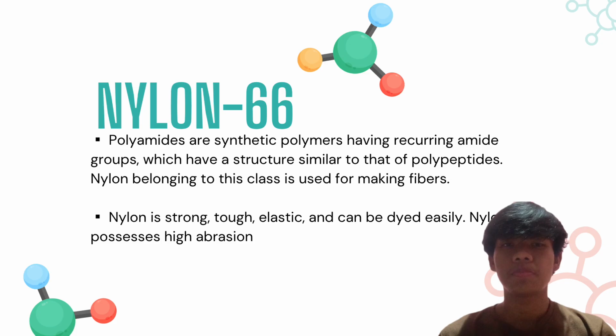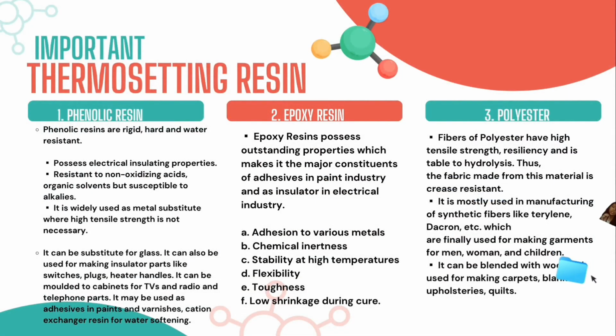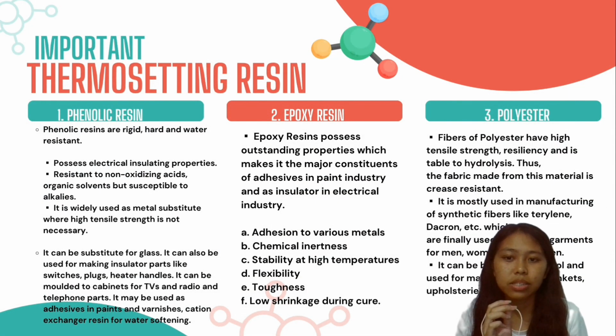Polyamides are synthetic polymers having recurring amide groups, which have a structure similar to that of polypeptides. Nylon, belonging to this class, is used for making fibers. Nylon is strong, tough, elastic, and can be dyed easily. Nylon possesses high abrasion resistance. Now, let's discuss some important thermosetting resins.